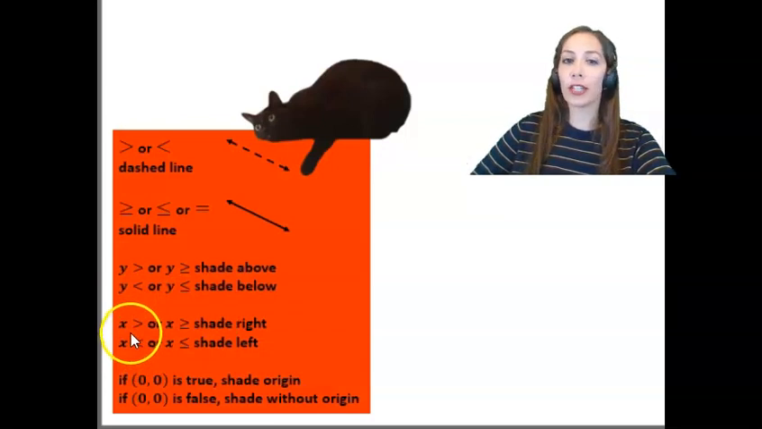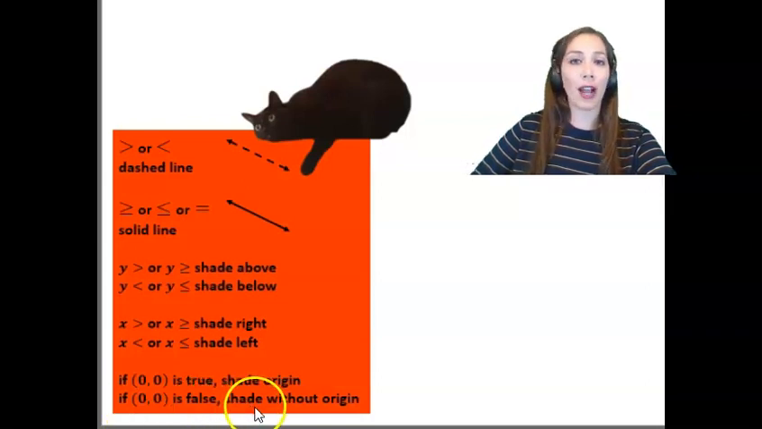When x is greater than or x is greater than or equal to, you will shade right. When x is less than or x is less than or equal to, you will shade left. If 0, 0 is true, you will shade the side that has the origin. If 0, 0 is false, shade the side without the origin.